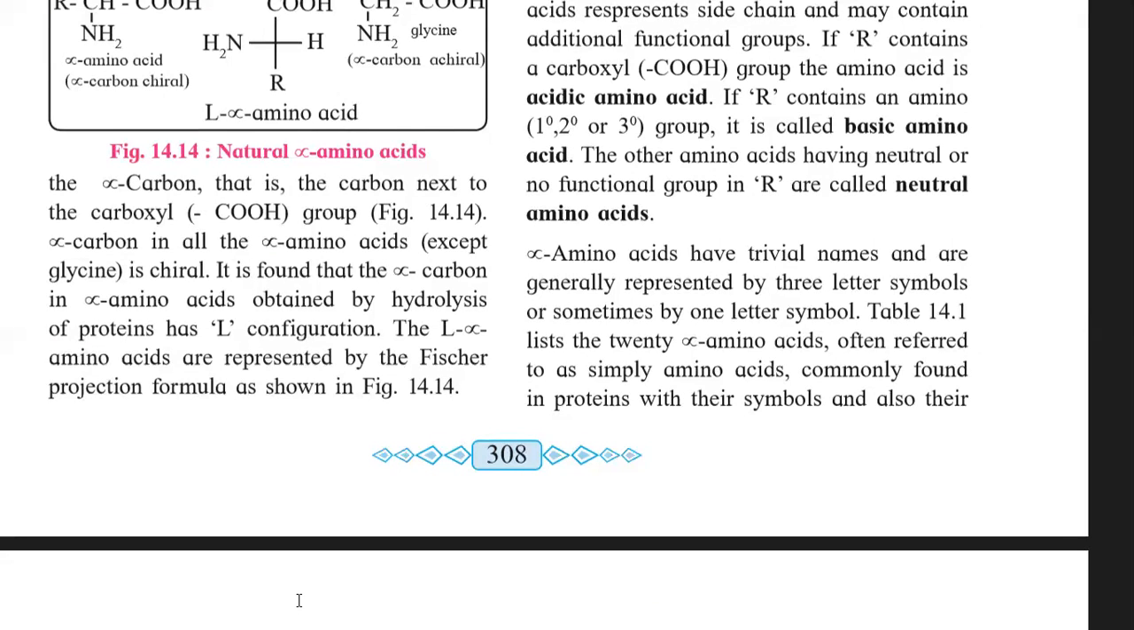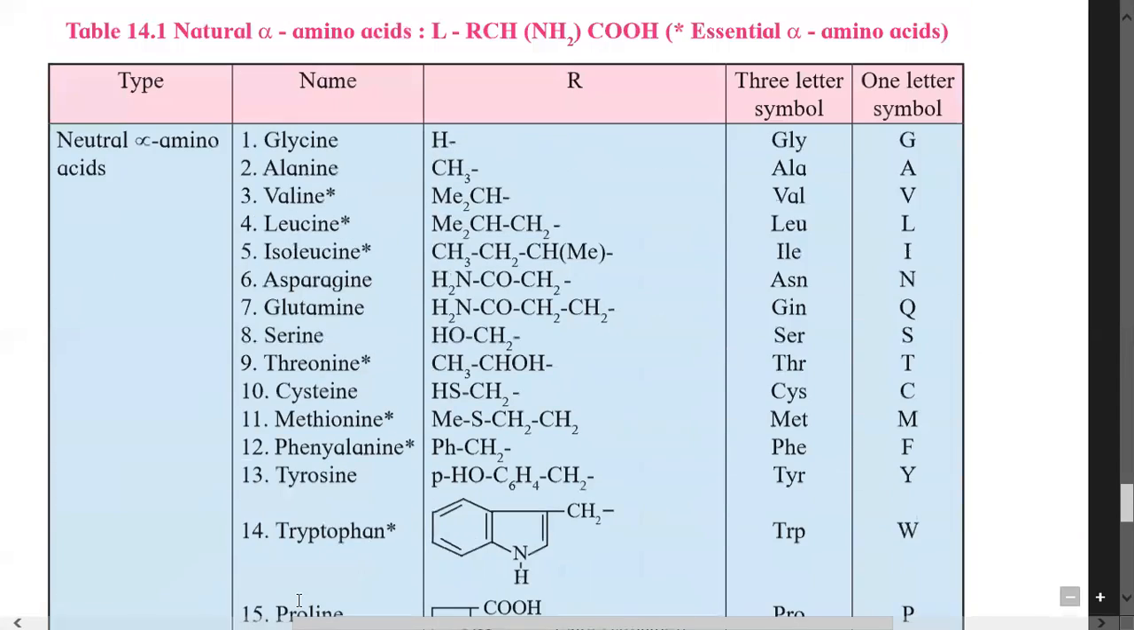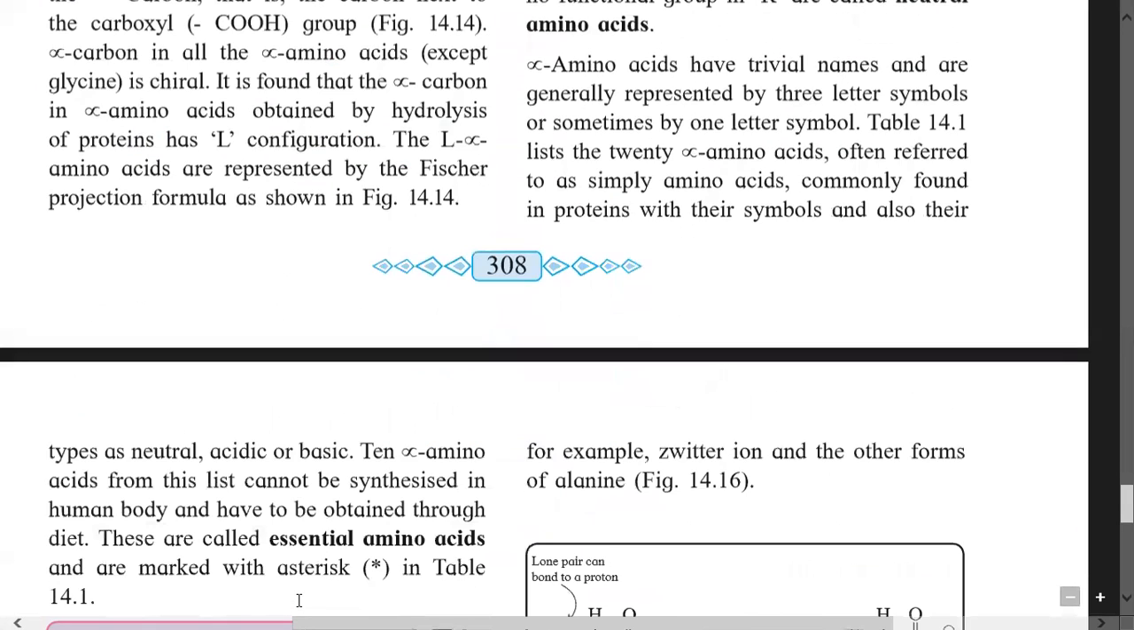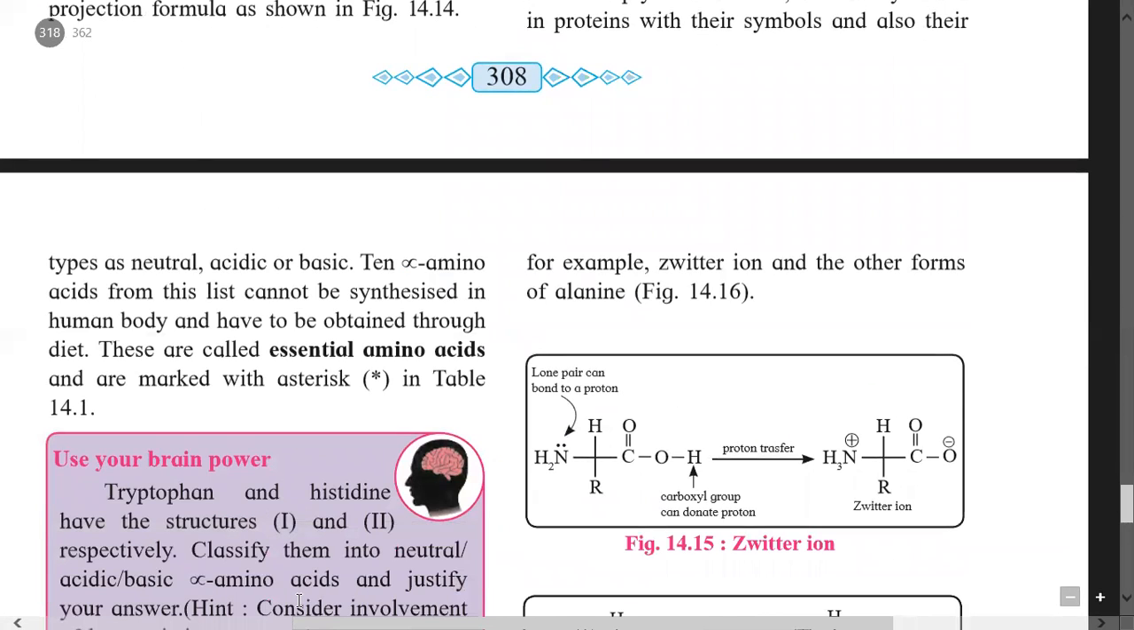The alpha amino acids have trivial names, meaning common names, generally represented with 3-letter symbols or sometimes by 1-letter symbols. This we had already studied in the table, 3-letter symbol and 1-letter symbol. Then 10 alpha amino acids from this list cannot be synthesized in the human body. The amino acids which cannot be synthesized in the human body are called essential amino acids and they are obtained through diet. They are marked with an asterisk in the table.